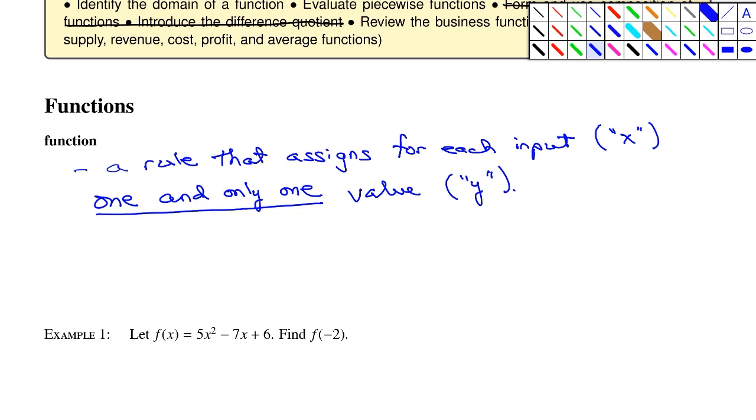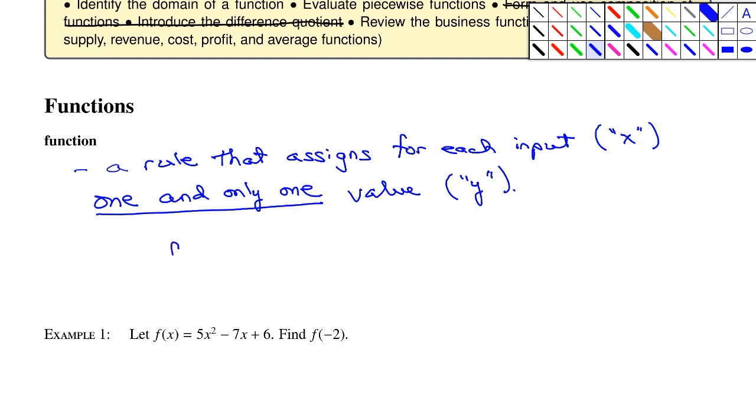If I ask you for some quantity, then you have a function if you can only give me the one answer that goes along with that quantity. So that's what a function is. It only has one answer.